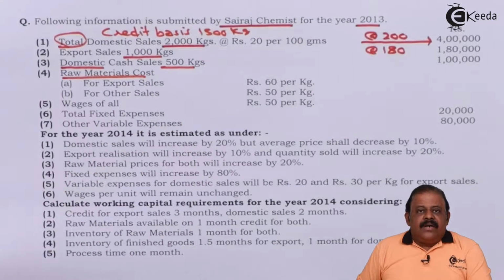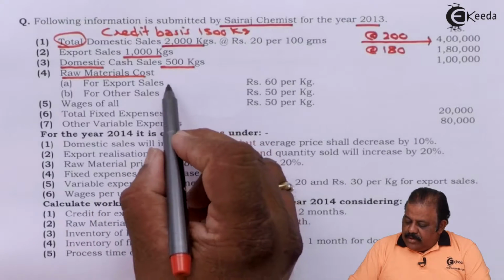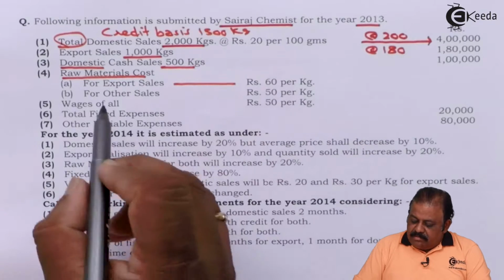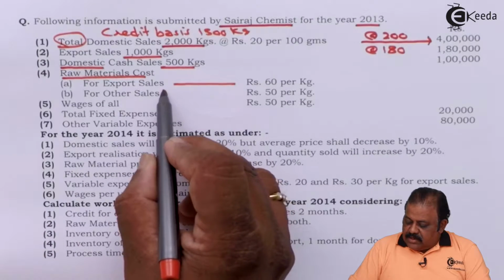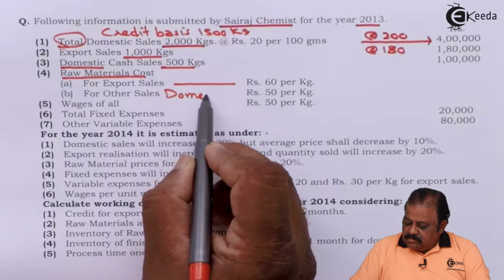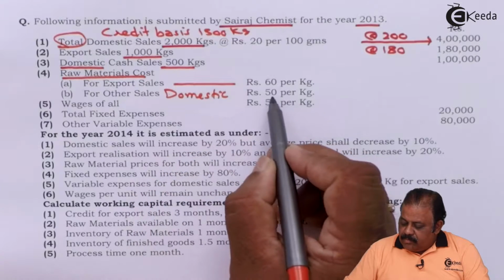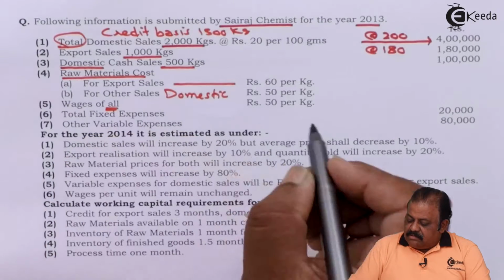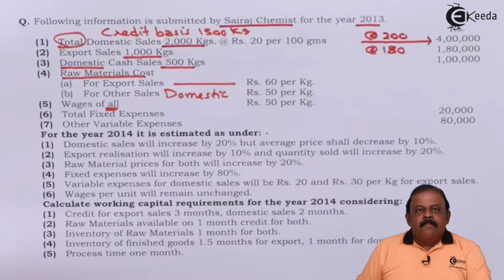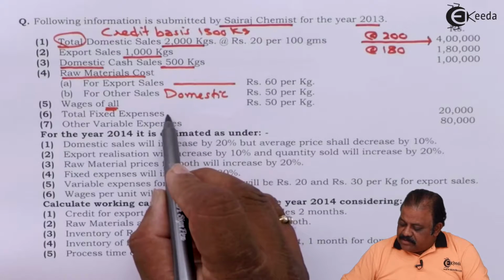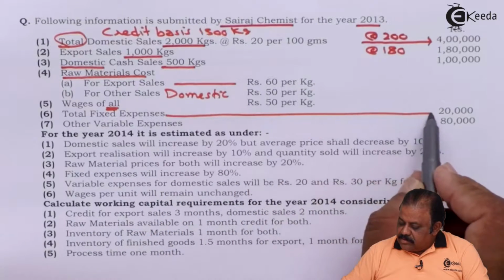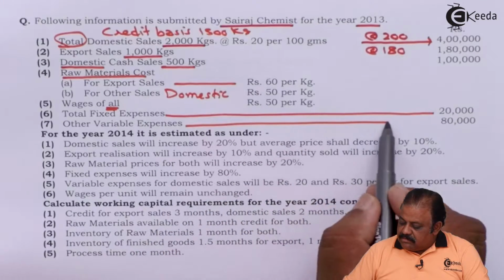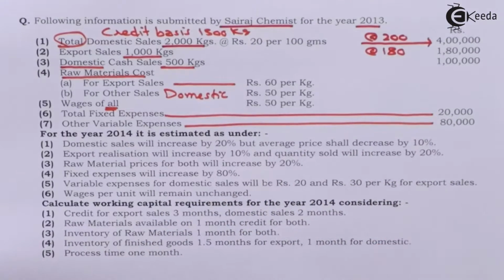Next, raw material cost for export sales rupees 60 per kg. For other sales, that is for domestic, rupees 50 per kg. Wages for all type of sales rupees 50 per kg. Total fixed expenses 20,000. Other variable expenses 80,000.